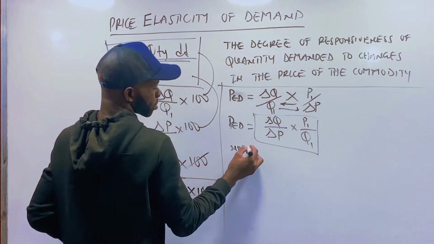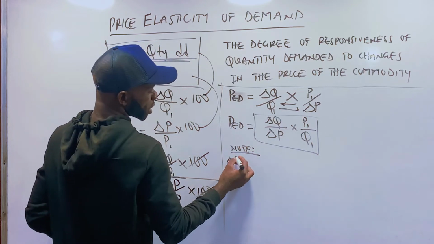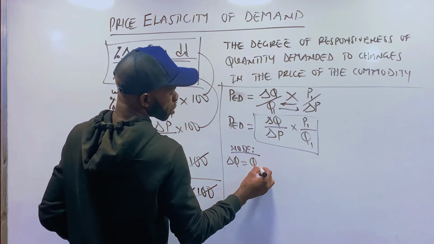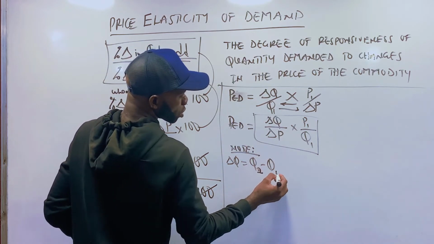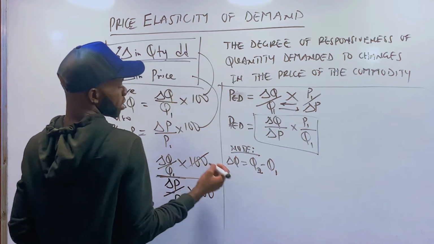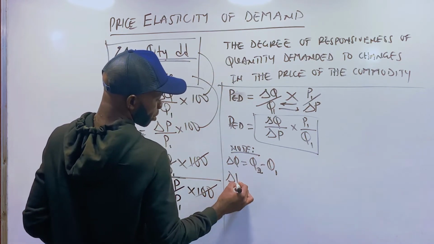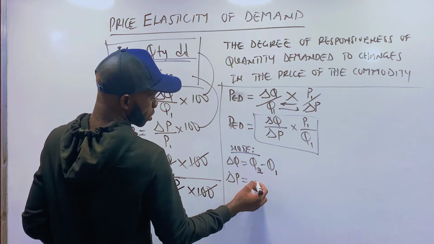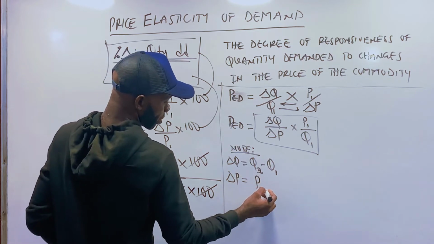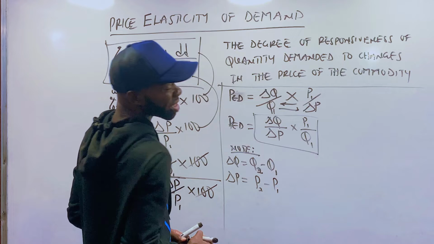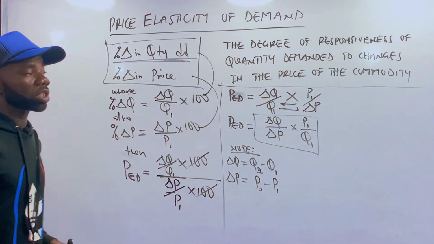Note, change in quantity is equal to Q2 minus Q1. So we're saying old quantity and new quantity difference, while change in price is equal to P2 minus P1. Just the difference between the prices and the difference between the what?